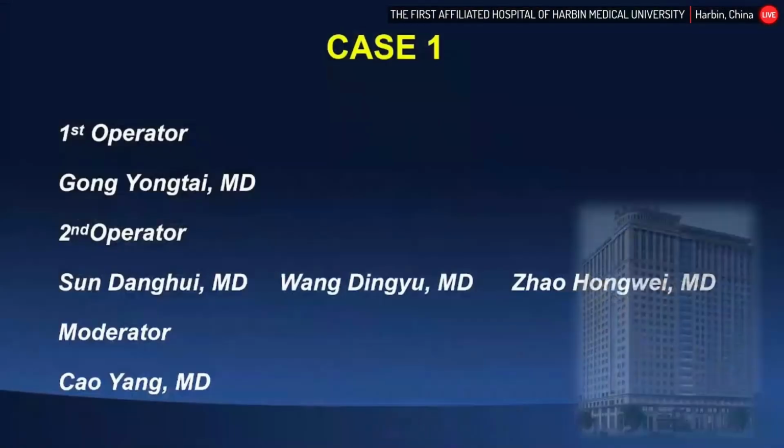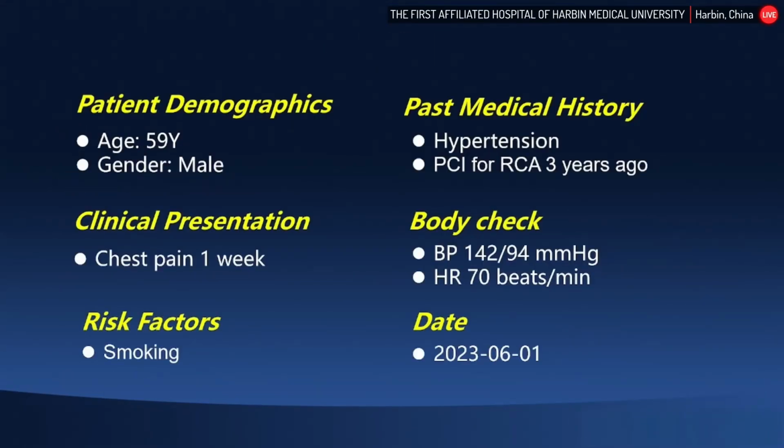At the beginning, I'd like to introduce the general information of this patient. From the screen, we can see that this is a relatively young male patient. He is 59 years old, and the past medical history and risk factors include hypertension, heavy smoking, and hyperlipidemia. He accepted PCI for the RCA 3 years ago due to an old myocardial infarction. However, he complained of chest pain for 1 week and was admitted to our hospital.